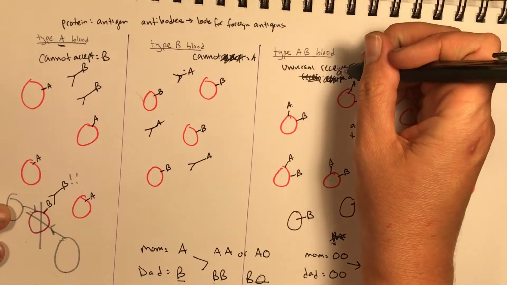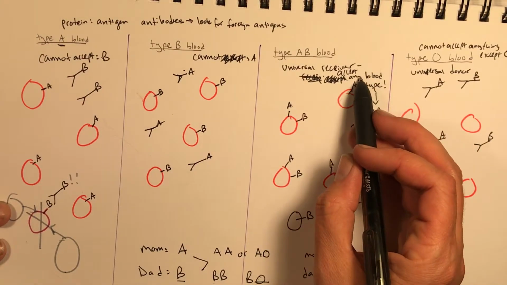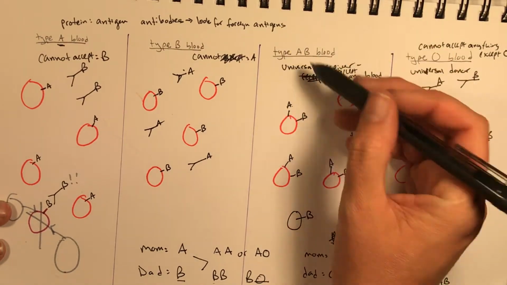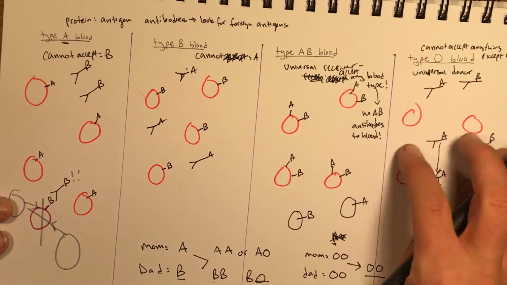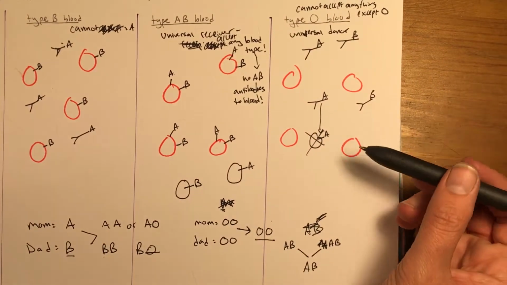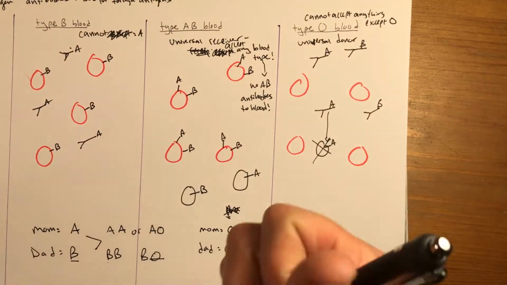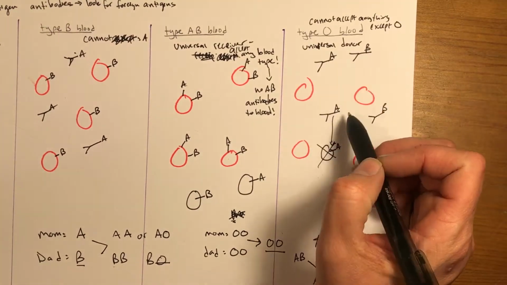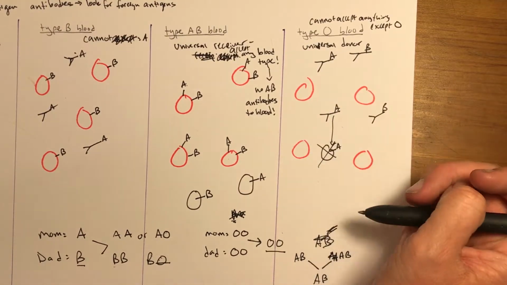Okay, cannot accept anything. Any universal donors can accept any blood type. If they take in A, they don't have antibodies for A. If they take in B, they don't have antibodies for B. If they take in O, there are no antigens involved at all, so there's no antibodies for them. On the other hand, type O blood cannot receive anything with A or B proteins. So type O blood cannot receive A, B, or AB blood, because it's got those antibodies all the time. They're on the lookout for any cell that has A or B proteins on it.